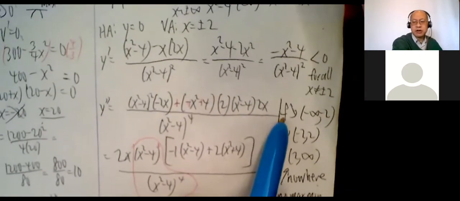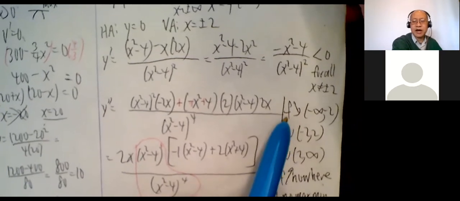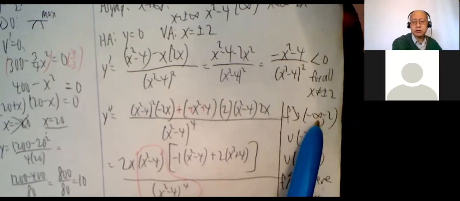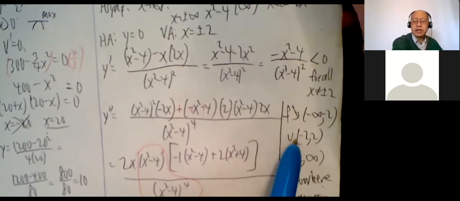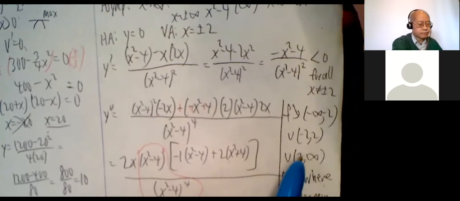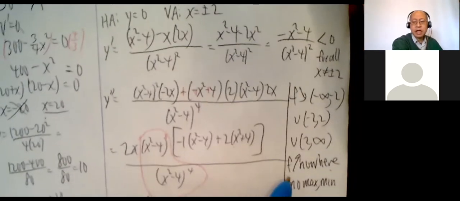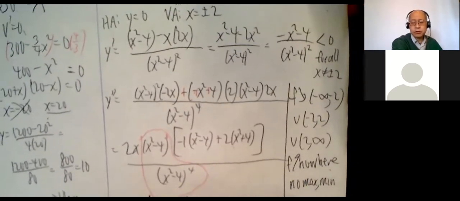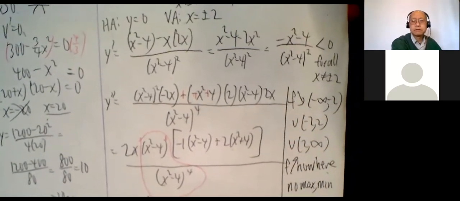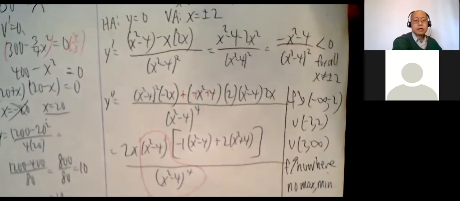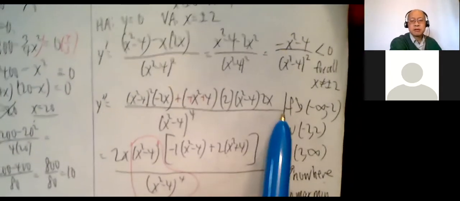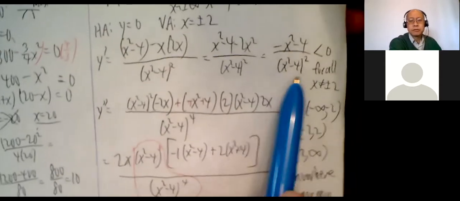So here's a case again where the function is always decreasing wherever it's defined. So I write it as f is decreasing from negative infinity to negative 2, union negative 2 to 2, union 2 to infinity. f is increasing nowhere. So once again, we have no max or min. The second derivative is really not very nice at all, but the result is actually pretty good.